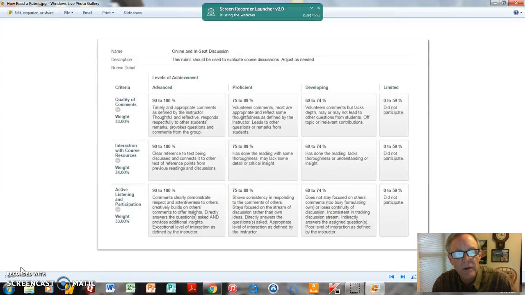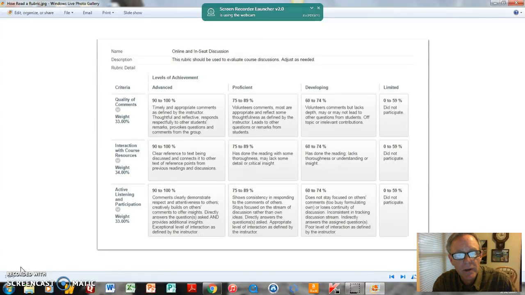The next section is interaction with course materials or course resources. And the advanced score, again, says clear reference to text being discussed and connection to other texts or reference points from previous readings and discussions. Okay, so this means that in your post, particularly in your first post where you're answering the question itself, are you making a direct reference to the text? When we're talking about the text, are you making direct references to other texts or other materials to support what you're writing or saying? Are you making direct references to the course materials? And to the extent that you do that, we'll move you into the advanced category.